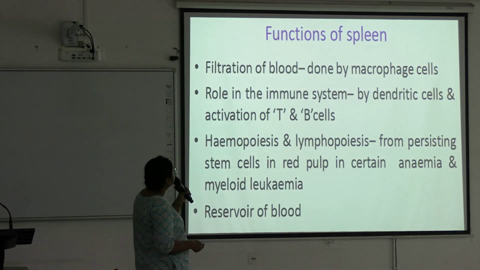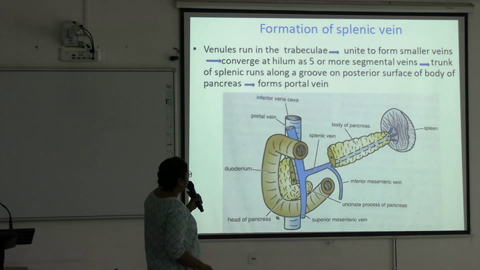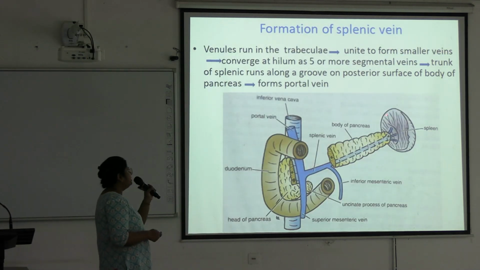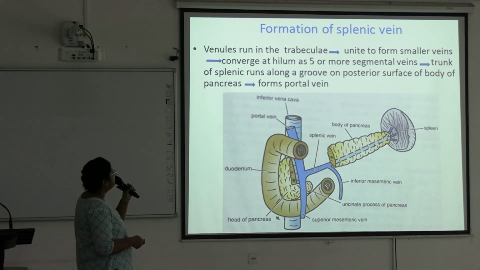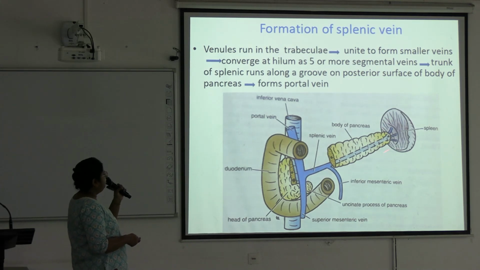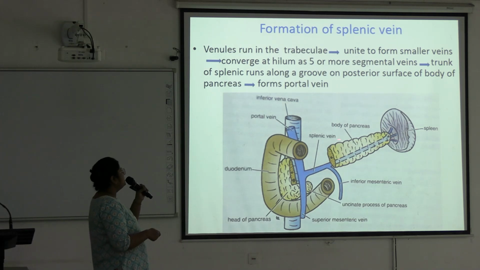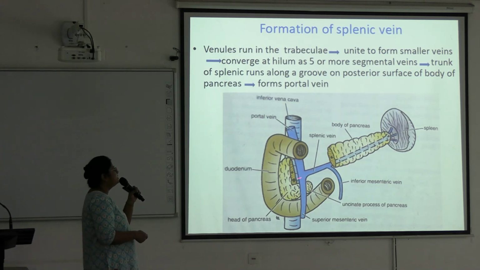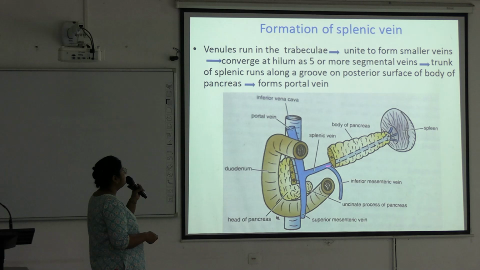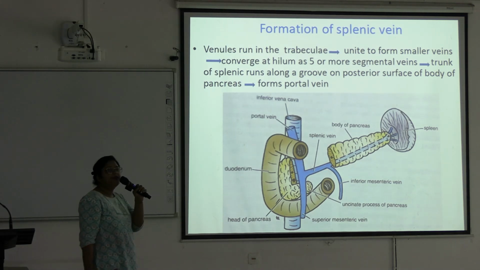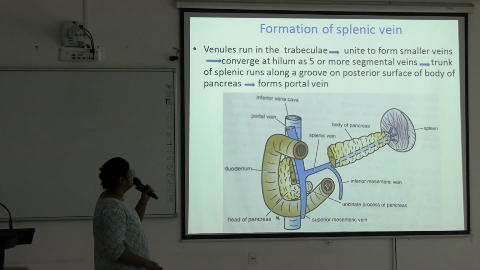Next. Here you can see the segmental veins are joining to form the splenic vein. Okay, splenic vein: the inferior mesenteric vein is going to drain into the splenic vein. The splenic vein joins with the superior mesenteric vein to form the portal vein. Okay, next.